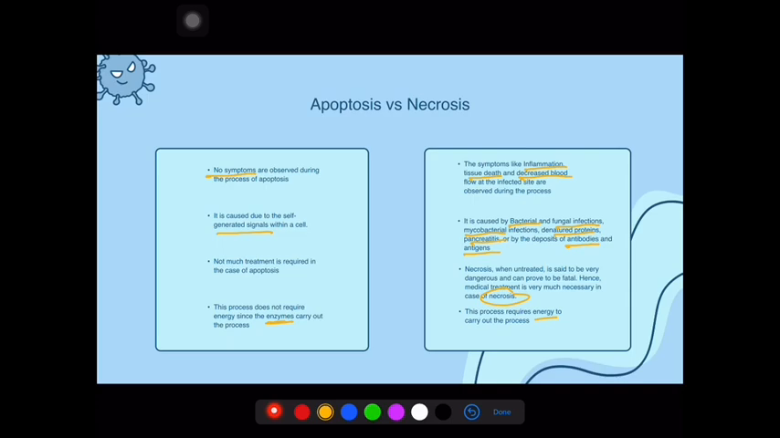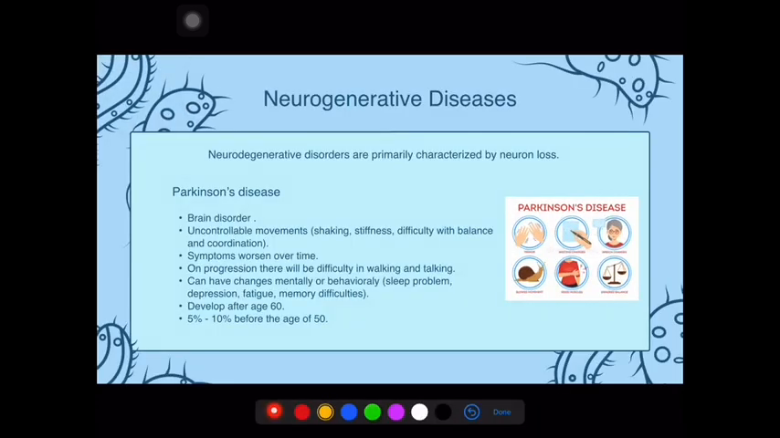Now we are going to see briefly about neurodegenerative diseases, which occur when apoptosis happens at a higher rate. Here comes Safar to explain to us about Parkinson's disease. Here I'll be taking over and telling you about Parkinson's disease.